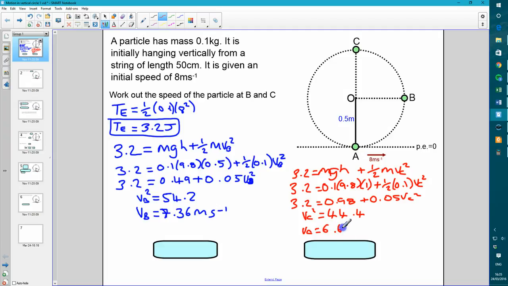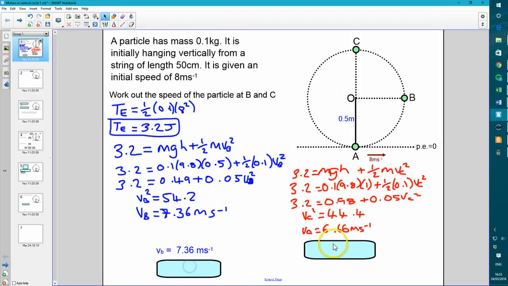6.66 meters per second. Okay, so we'll just check those. Got 7.36 meters per second there, and 6.66 meters per second there. Okay, so the key thing here is that the energy doesn't change. So even if we were over here, we know the total energy is 3.2 joules.